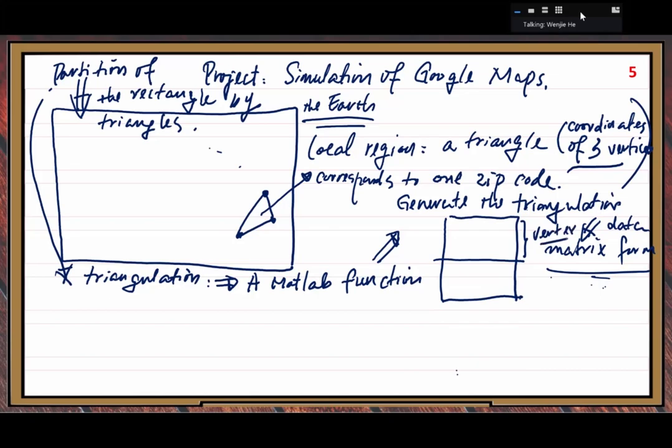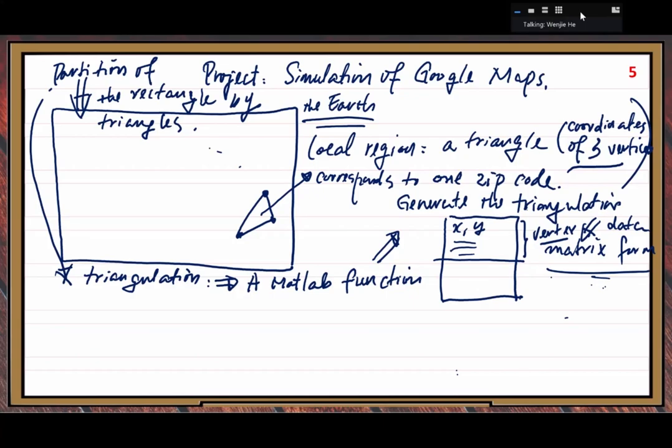Vertex information, okay? Coordinates of each vertex: vertex 1, 2, 3. So each vertex has two numbers, right? X coordinate, Y coordinate, separated by a comma. Then, one by one, a list of vertices.